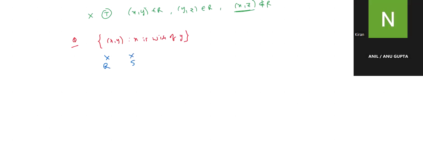Transitive also no, because possibly it will not hold. X is wife of Y, Y is wife of Z, then X cannot be wife of Z. Okay. Next question is also the same thing.